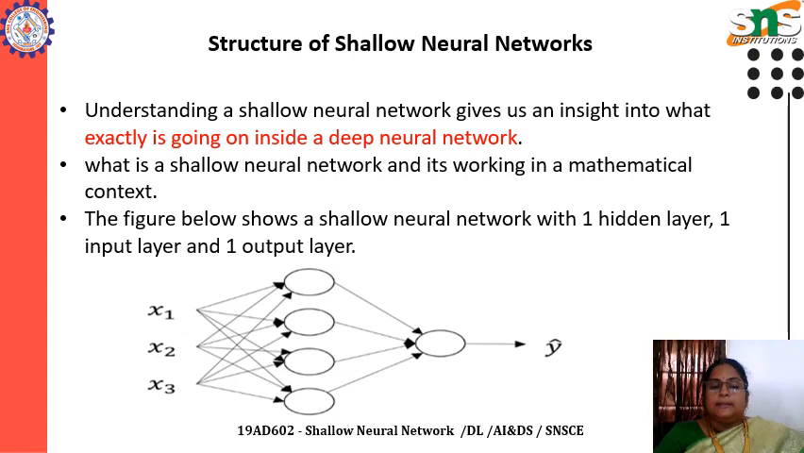The picture that we are seeing is the structure of a shallow neural network. It gives the representation of what exactly is going on inside the neural network, and it works based on mathematical context. The figure we are seeing has only one hidden layer and only one output layer, and you have three inputs, x1, x2, x3, and the output we say is y cap.